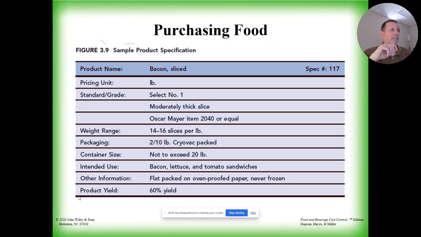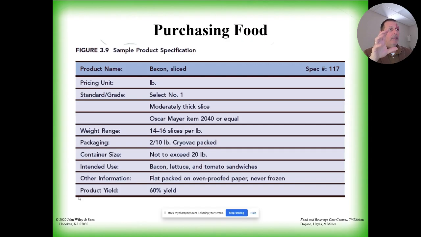All right, what do we got here? So this is a specification. It's got pricing unit per pound, and what is it for? It says bacon. Oh, there it is. Okay, so the name of it is bacon slice. So per pound, grade is select number one, moderately thick slice, Oscar Mayer, item 2040 or equal.